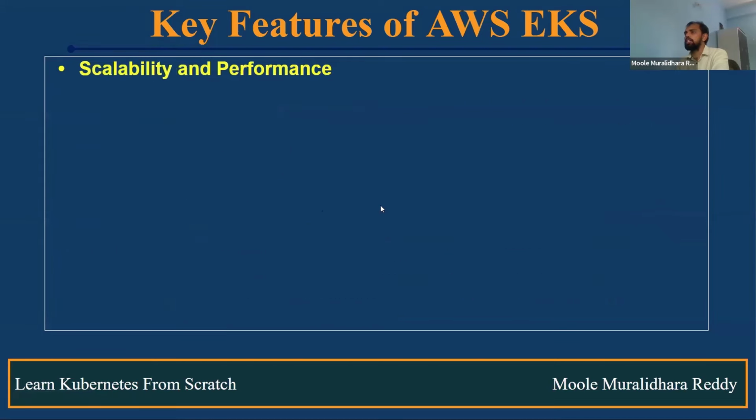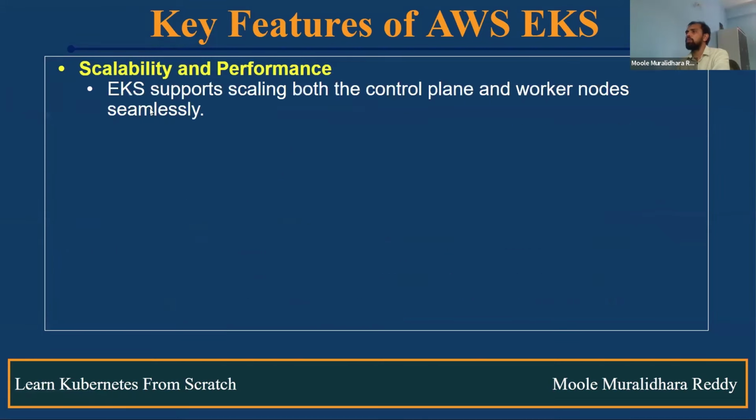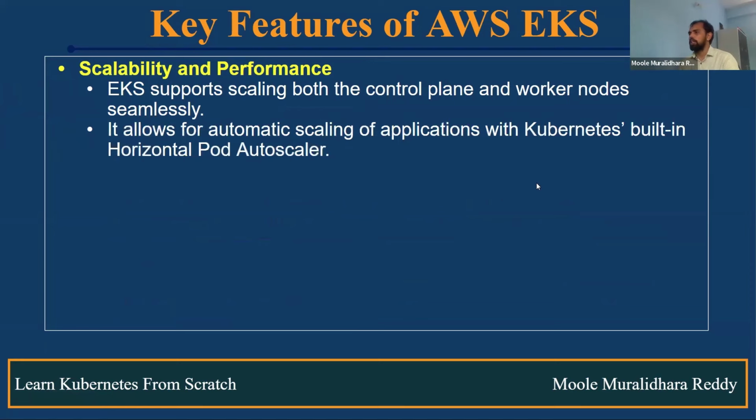Next one is scalability and performance. EKS supports scaling both the control plane and worker nodes seamlessly. The control plane, we don't want to worry about. Again, I'm telling, we need to take care of only the worker nodes. It allows for automatic scaling of applications with the Kubernetes built-in horizontal pod autoscaler. Using this, we can scale up or scale down based on the load. For example, if a pod is utilizing 50% CPU and you want to create another pod, you can define everything inside the horizontal pod autoscaler only.